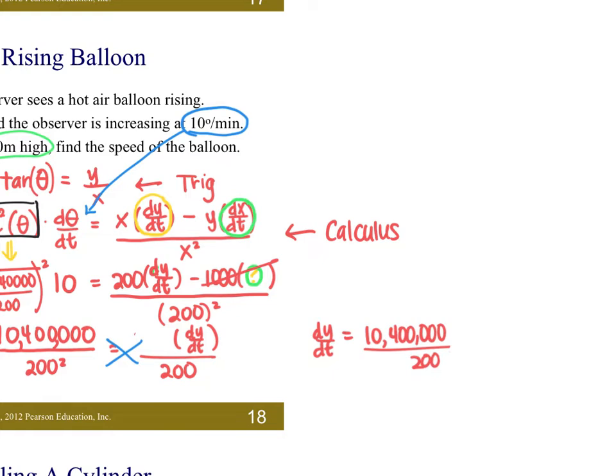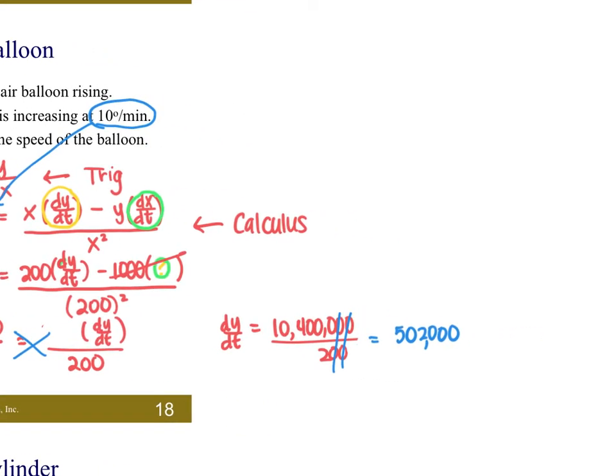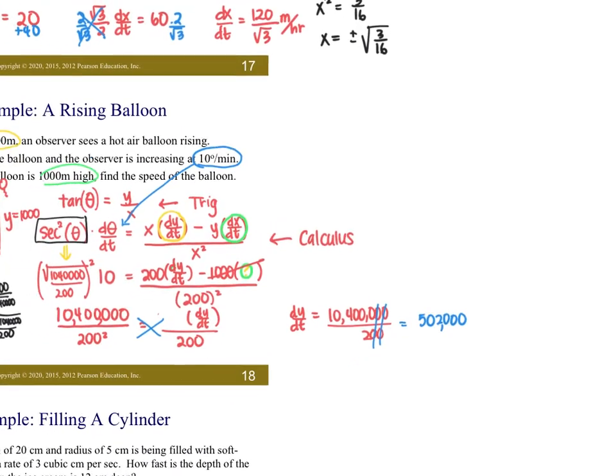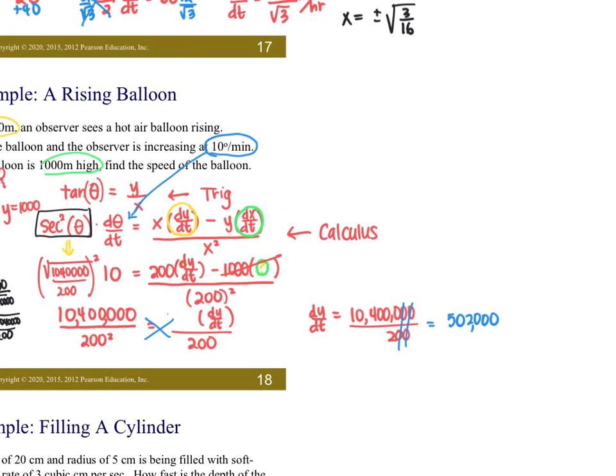All right, so our answer is 10,400,000 divided by 200. So we can simplify that by reducing the 2's, and we end up with 52,000. The units on this, okay, now let's remember what we're measuring. Okay, the units are y is measured in meters and time is measured in minutes.